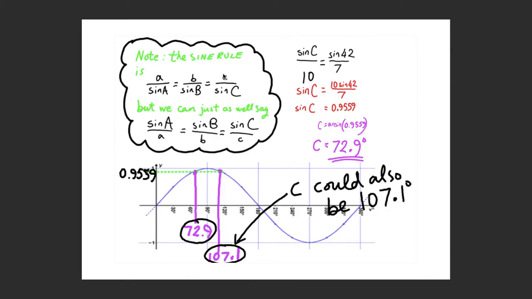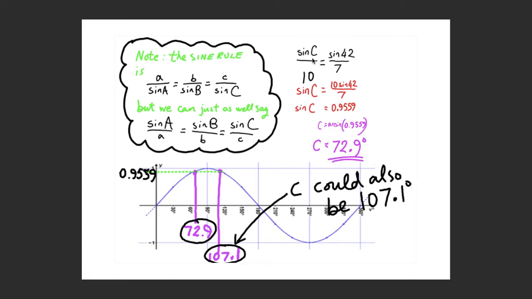Okay, so when you try and do that on the calculator, for the triangle we were talking about earlier, you get sine C over 10 equals sine 42 over 7. Oh, by the way, yes, the sine rule is quoted as a over sine A equals b over sine B equals c over sine C. It would work just as well if you flip those. In some circumstances, it might be just as easy to do that, and it might be helpful in terms of simplifying the algebra.